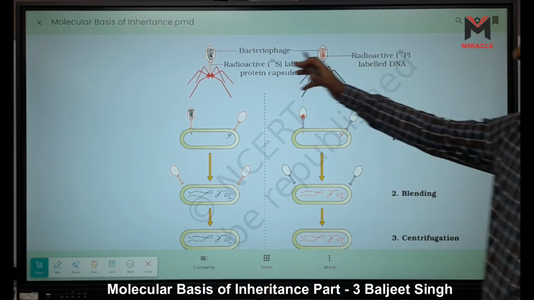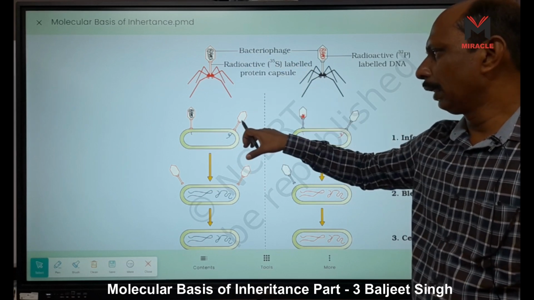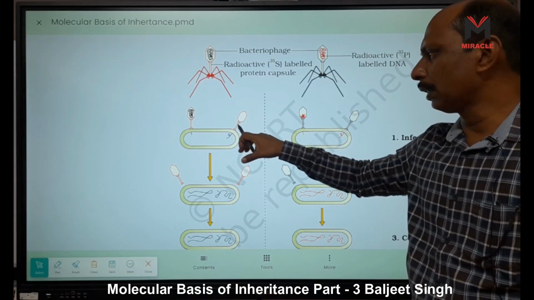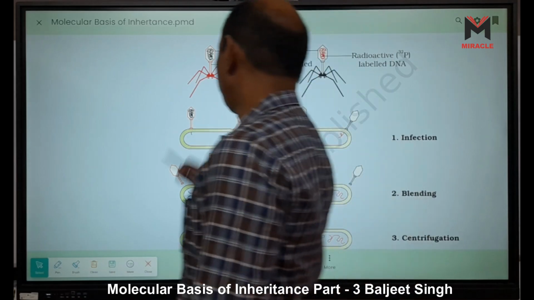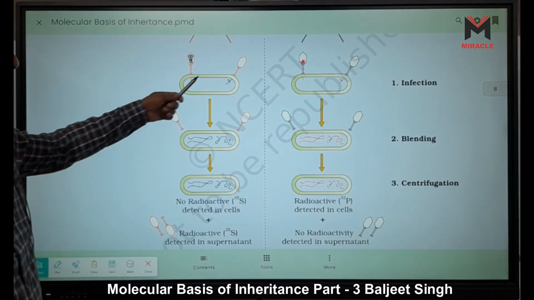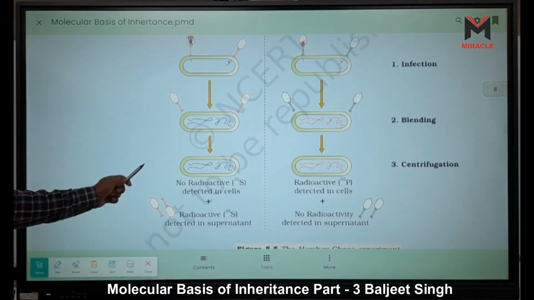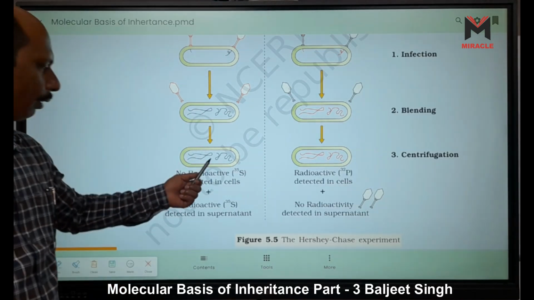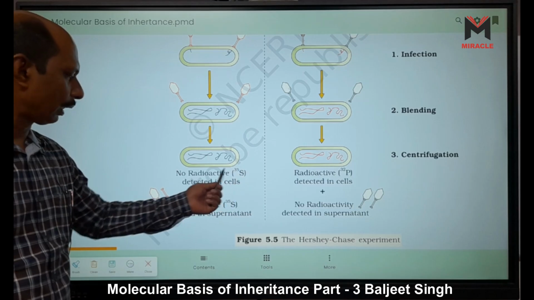You understand here the radioactive S35-labeled protein capsule. S35 means what? Here the red color protein is there, so this red color protein is radioactive protein, right? But the DNA is in black color, meaning it is not radioactive. When you see this, after infection what happens? The DNA enters into the bacterial cell, but the protein coat remains outside the bacteria. In the third step, what happens here? Centrifugation. Then radioactive S35 is not detected in the cell.